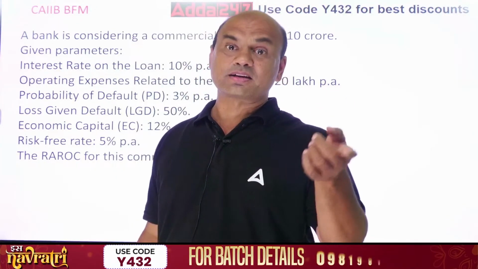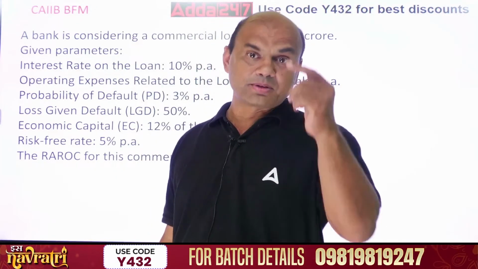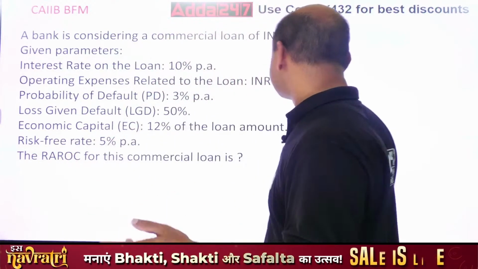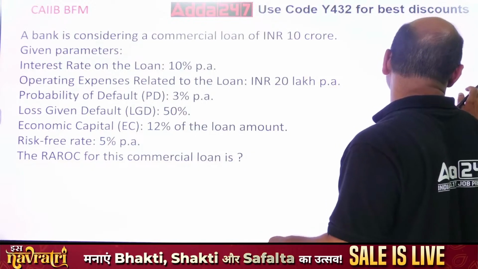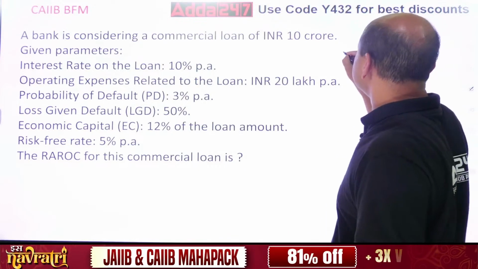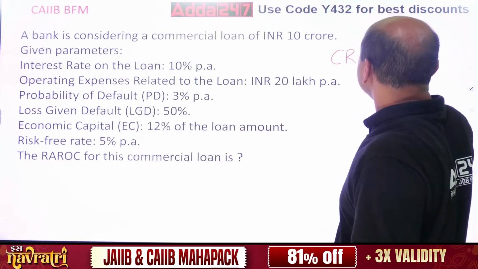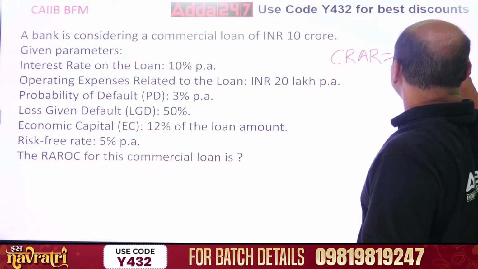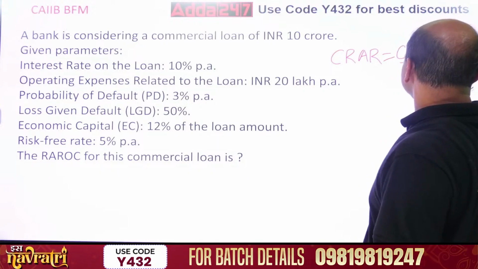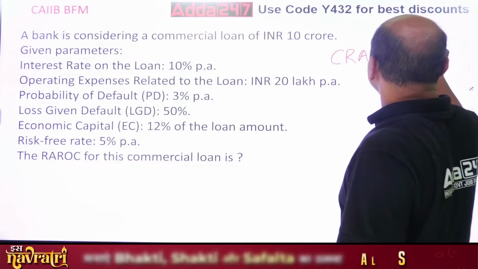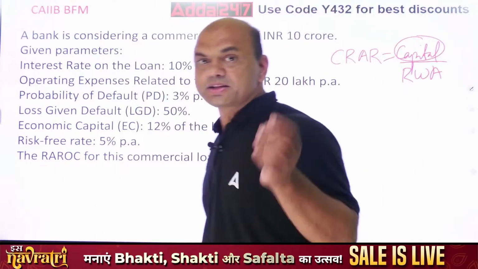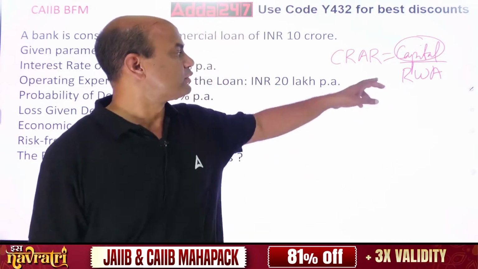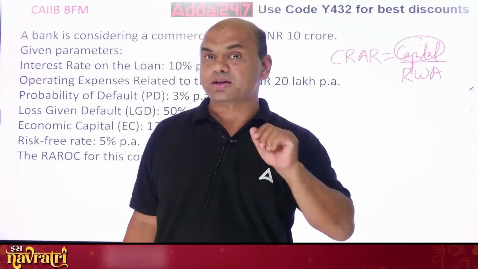This all comes under the CRAR formula, capital upon RWA. Whatever loans I am giving, okay, see, CRAR, you understand this? Many of you might know this, we have already done CRAR. So that is equal to capital upon RWA. This part of capital is known as economic capital. It is basically the capital required to take the risk to give the loans. So that is economic capital.